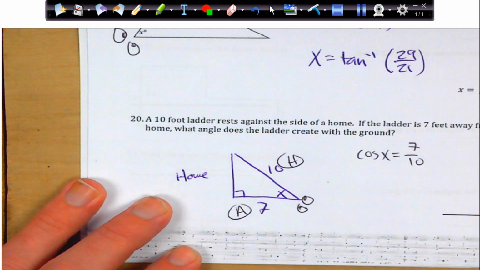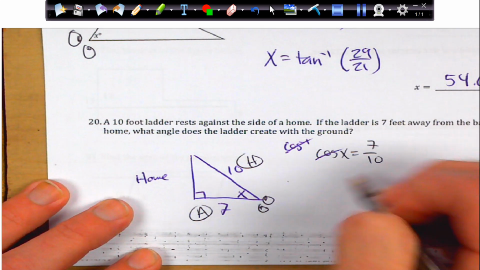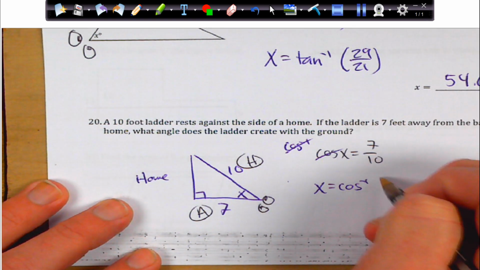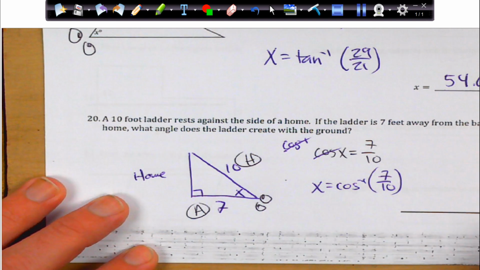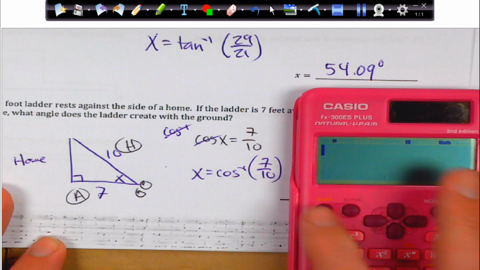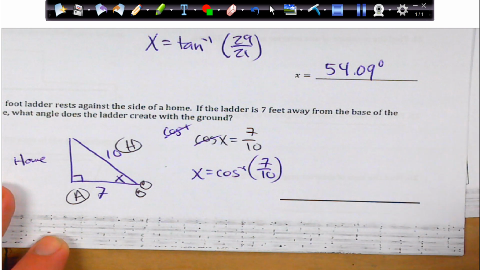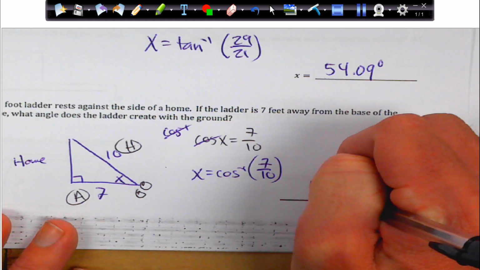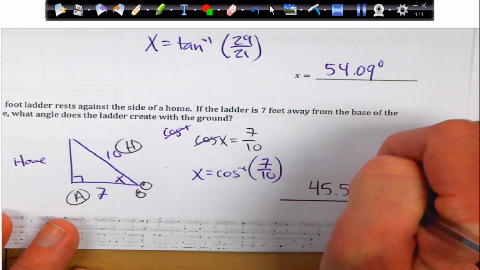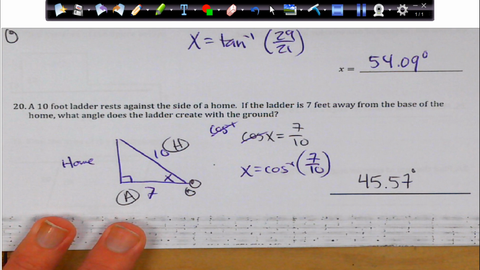And just like we use inverse tan, we're going to use the inverse of cos to cancel that out. But whatever you do to one side, you have to do to the other. So we're going to take the second cosine of 7 divided by 10. Close parentheses, that's a good habit. 45.57 degrees. It's not saying what to round to. Again, the final is multiple choice, so that shouldn't be an issue anyways.